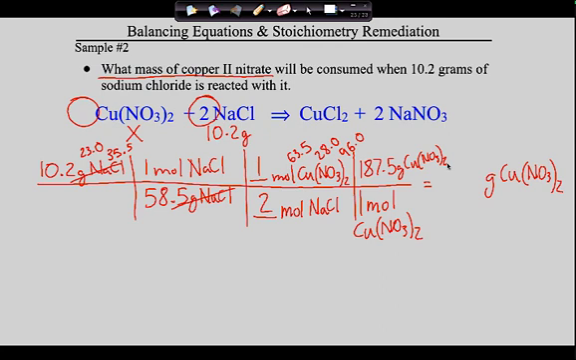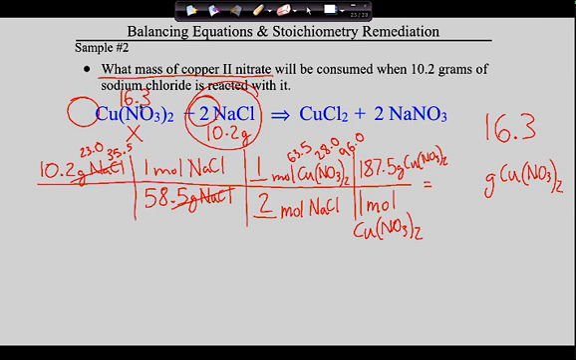Now we're ready to do the math. And you'll remember that we multiply by the top and divide by the bottom, so we have 10.2 divided by 58.5 divided by 2 times 187.5. And being limited then to 3 significant digits, the answer is 16.3 grams. So what we just found out is that if we react 10.2 grams of NaCl, it will take 16.3 grams of copper 2 nitrate to react with it.